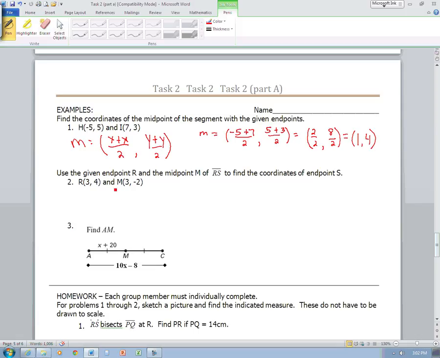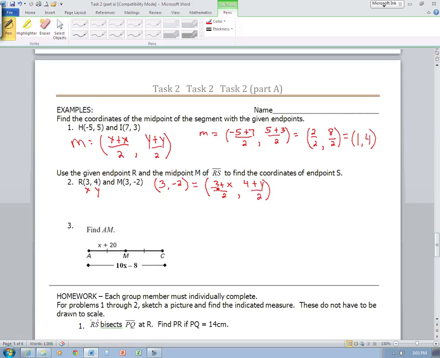Okay, this one's a little bit harder. So this time they've given me the midpoint, and they've given me one of my x's and one of my y's. And they want me to find the other x and the other y to give me this midpoint. So they're saying the answer is 3 and -2 to the formula. So I'm going to set up my formula, and I've got one of the x's, which is 3 plus x divided by 2. And I've got one of my y's, which is 4 plus the other y divided by 2.